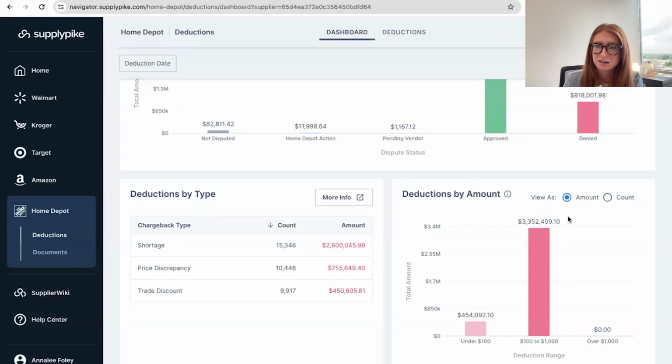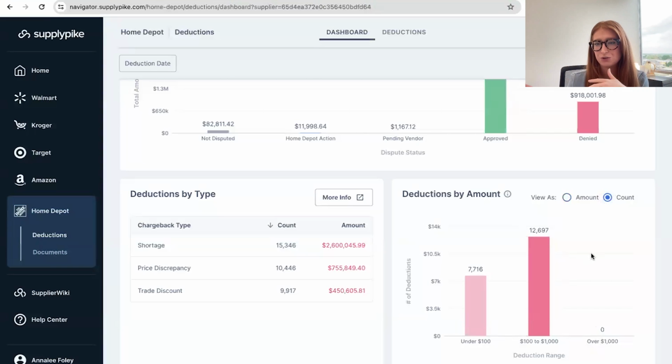And then on the other side of that, we have deductions by amount over here. This shows you a breakdown in these buckets of where the dollars are falling. Again, this is really insightful, especially if teams have thresholds that you might be working with, where you're not going to dispute anything under that. It might be interesting to see if a disproportionate amount are falling under $100, those lower amounts, and then the 100 to 1,000 and then over 1,000. Just some good numbers to play around with.